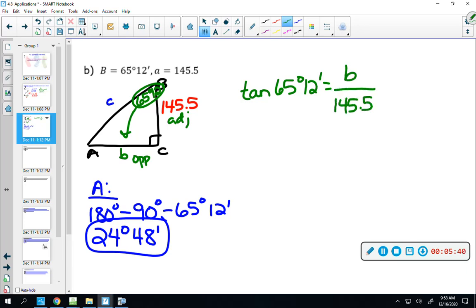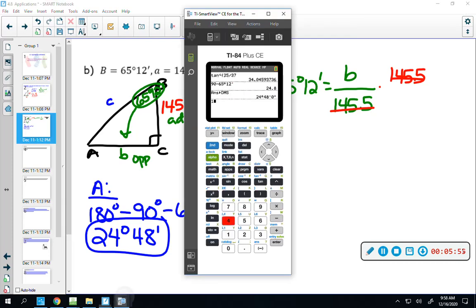Now I'm just going to use some algebra skills to get b by itself. I'm going to multiply each side by 145.5. Okay, to the calculator we go, my friends. So I'm going to pull up the calculator, 145.5. Up to you if you put the times in or not. It will clearly know to do that.